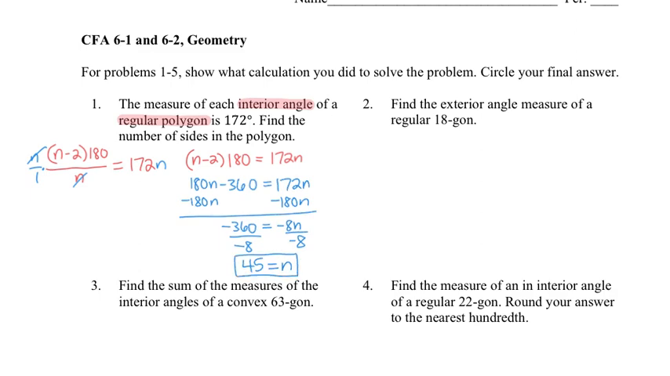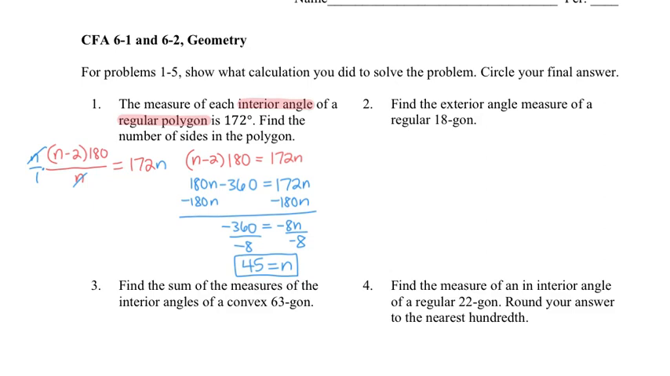And we can always check our answer by running it back through the formula. So we could do 45 minus 2, which is 43. 43 times 180 is 7,740, divided by 45 is 172, so it works.